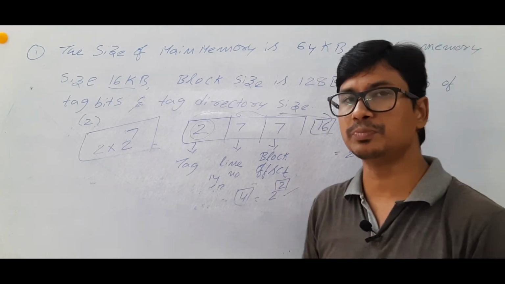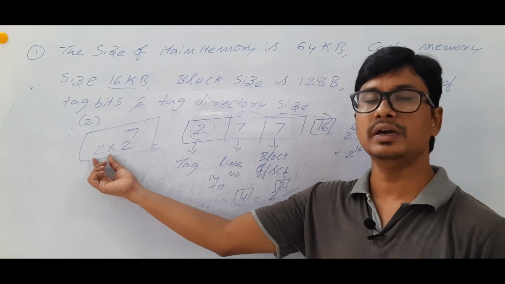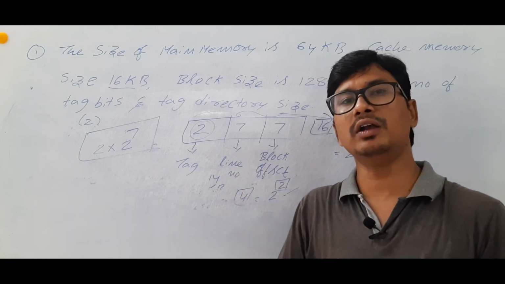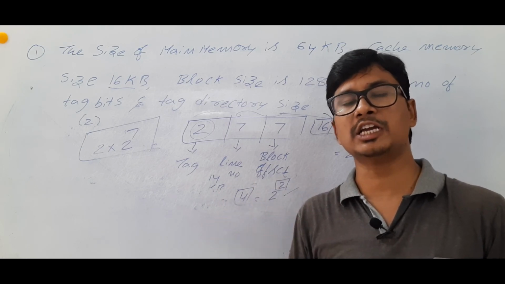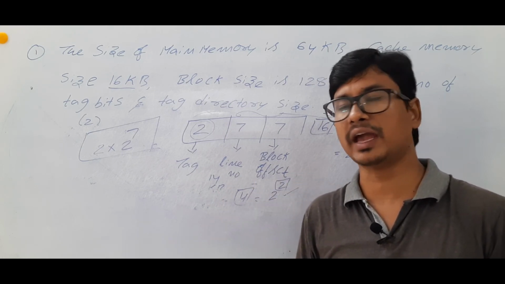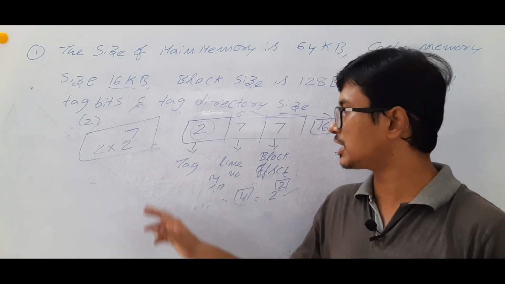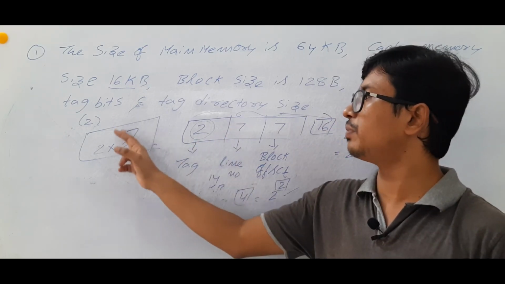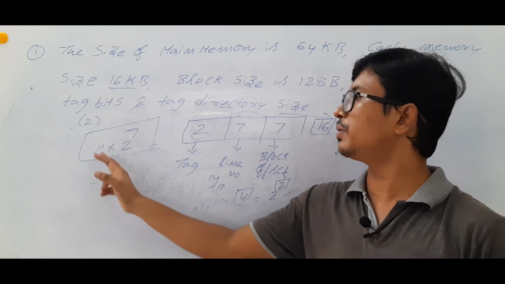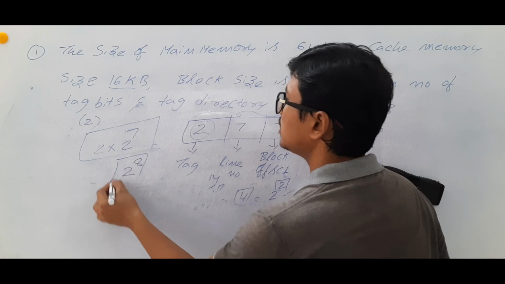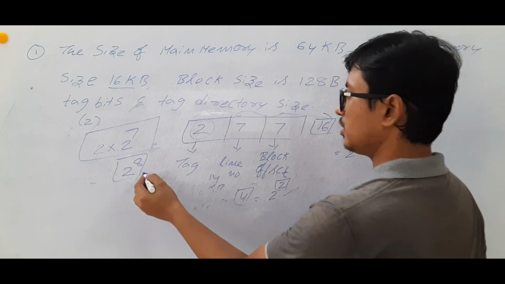See, it is very simple. Tag directory size is equal to the number of bits in a tag into the number of tags. You already know that each line in the cache memory is associated with one tag. So the number of tags is equal to the number of lines in the cache memory. So you got 2 power 7 lines. So 2 power 7 into 2, which is equal to 2 power 8, is the tag directory size. Are you able to understand?